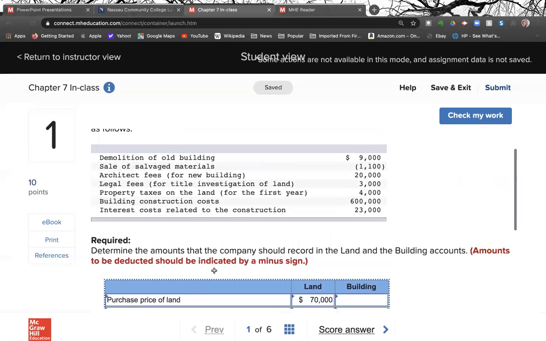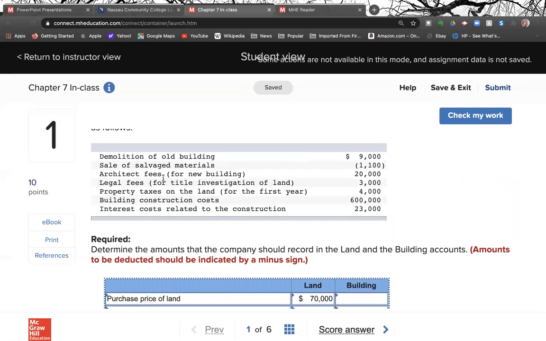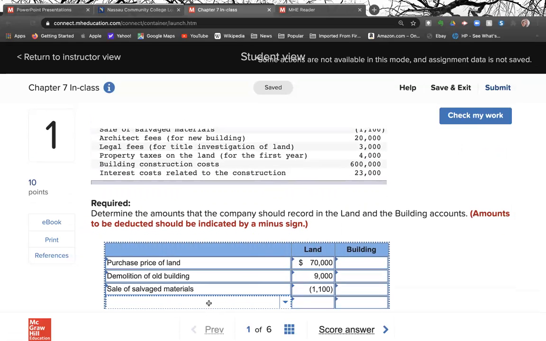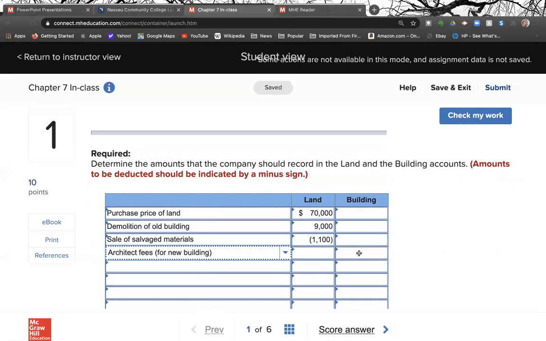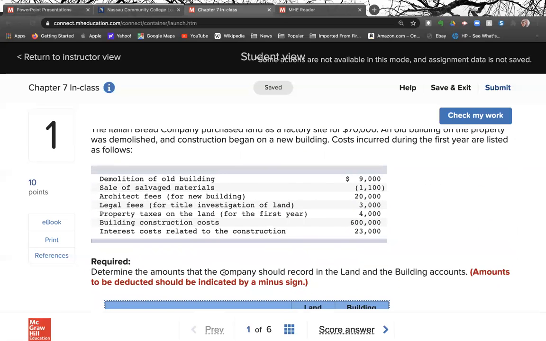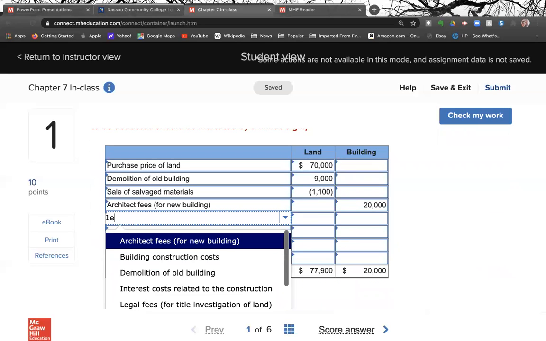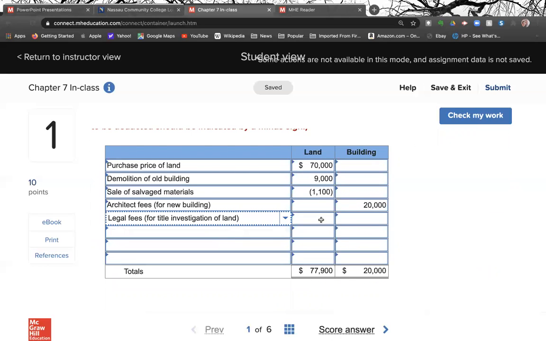What else? Architect fees. Now, architect fees, part of building or land. Well, they tell you. Architect fees for new building. What's next? Legal fees for title investigation for the land. Well, since they're telling you it's for the land, right, it goes under land.